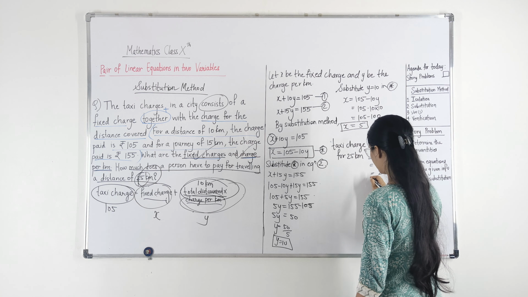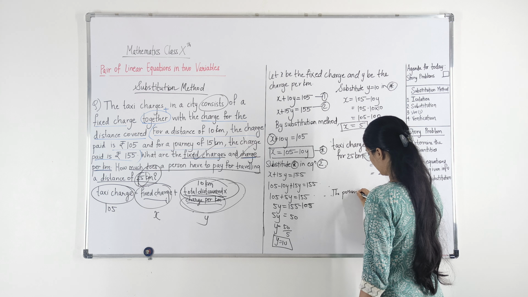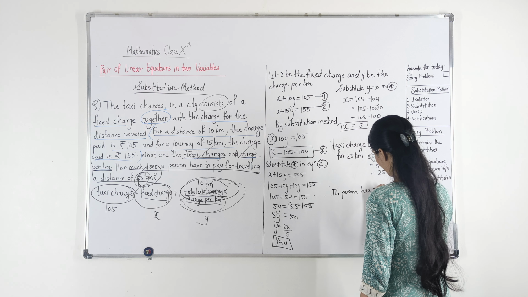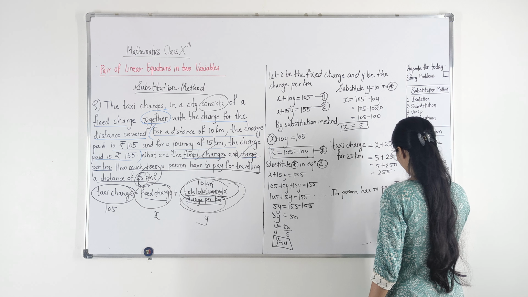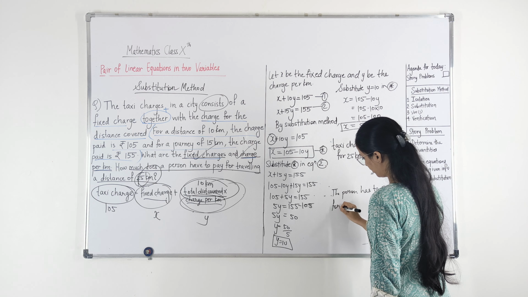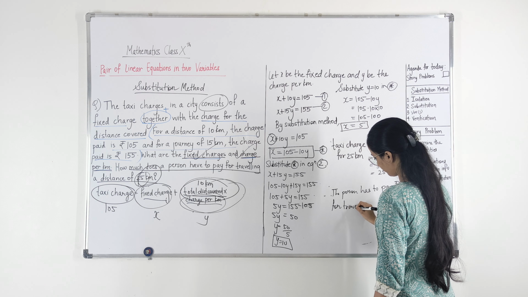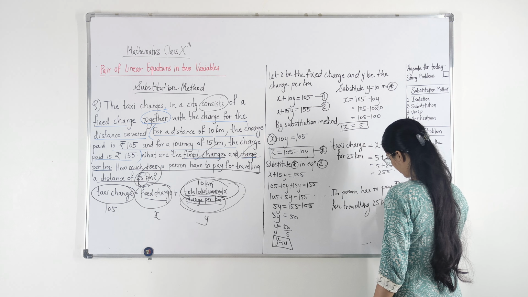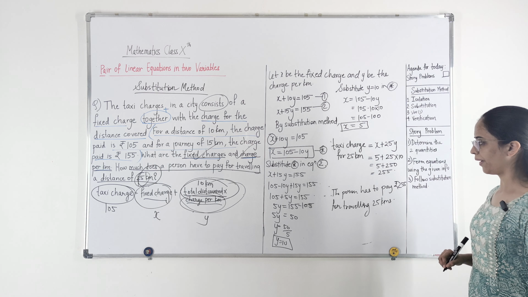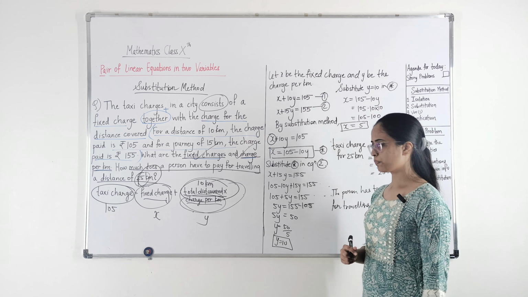So therefore the person has to pay rupees 255 for traveling 25 kilometers, right? So quickly I'll explain the problem again.